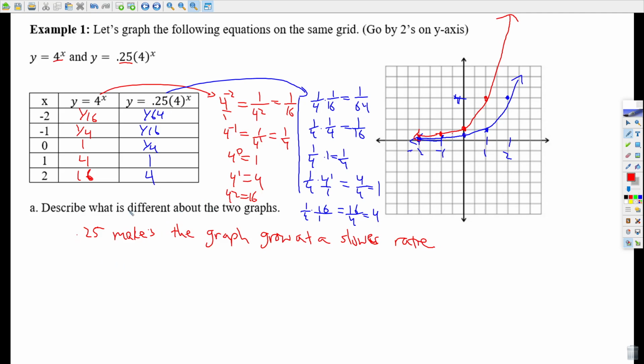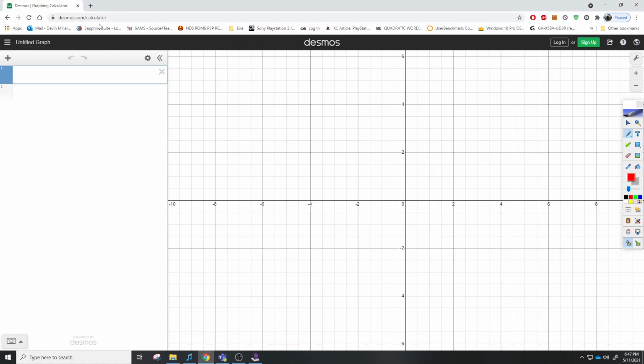Otherwise, they look the same, right? There really isn't much of a difference. It just looks like this one is going at a slower rate, and it's a little bit behind it, and it's not increasing as fast. I'm also going to show it to you on, it says go by 2s on the y-axis. I didn't do that. Oh well. I'm also going to show you what this looks like on Desmos, so let's do that real quick.